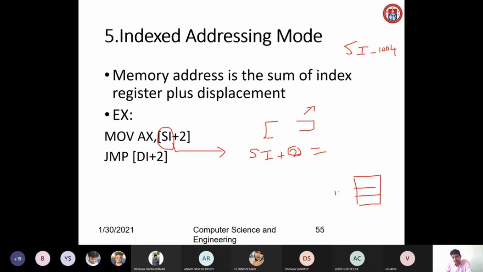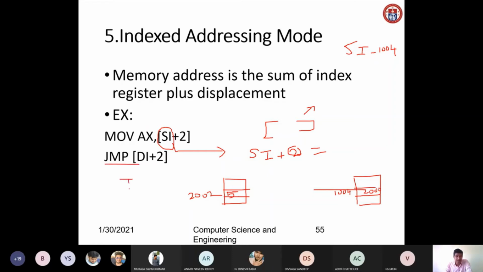So here source index is 1004. When you go to 1004, assume that I have a value 2000. So 2000 is available. Then what is your memory location here? It is 2000 plus 2, so it will go to the location called 2002. Whatever value is available in 2002 will be moved into AX. That is the accumulator register.